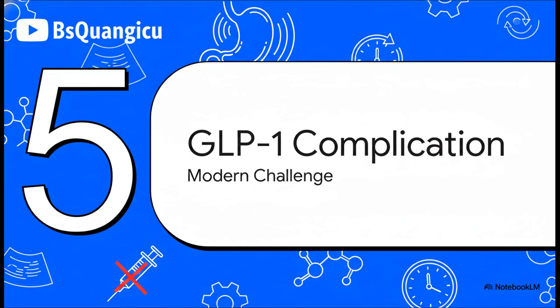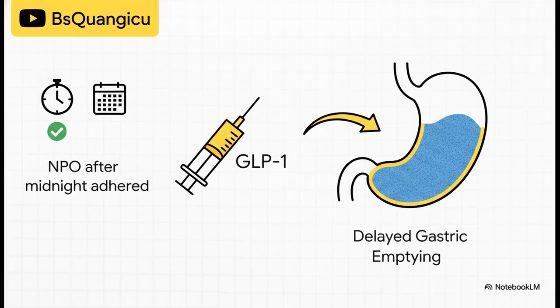All right, pivoting now to section 5, the GLP-1 complication. This is a massive modern challenge. We're talking about the explosion in popularity of GLP-1 agonists for diabetes and weight loss. The crazy thing is, the exact mechanism that makes these drugs work so well, increased satiety and purposefully delayed gastric emptying, is a total nightmare for airway management. You can have a patient strictly follow the NPO after midnight rule perfectly, and they still roll into the OR with a stomach completely full of residual food or fluid.